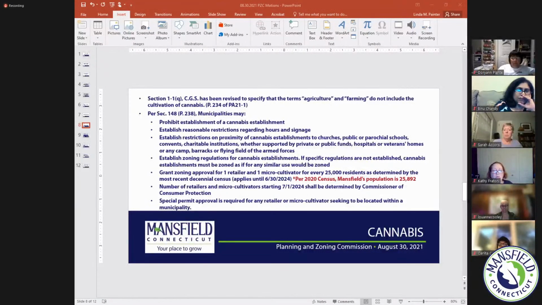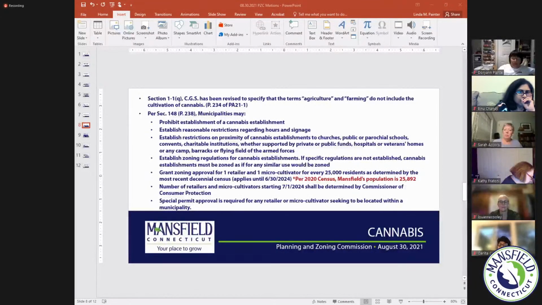That does qualify Mansfield and takes us, quite frankly, out of the question of whether, if you have less than 25,000 residents, you can even have a retailer or a micro cultivator. Starting on July 1st, 2024, the Commissioner of Consumer Protection will determine how many retailers and micro cultivators you can have based on a unit of population. I believe this is very similar to the way they deal with package stores. The number of package stores, I believe, is also limited by your population.